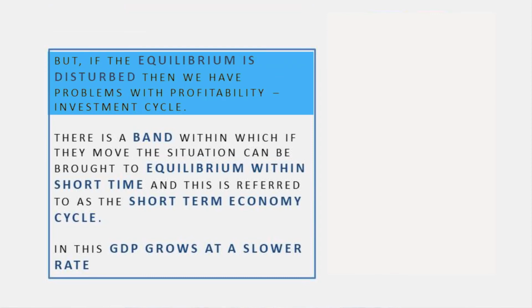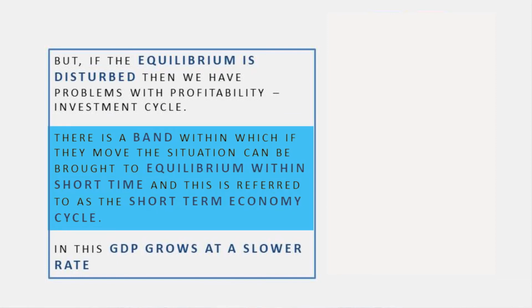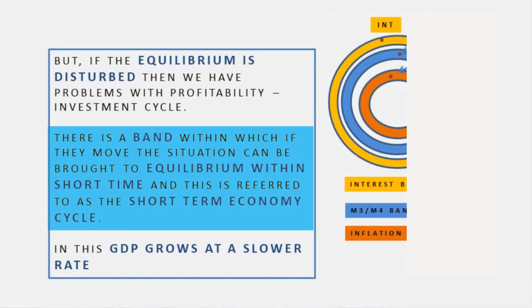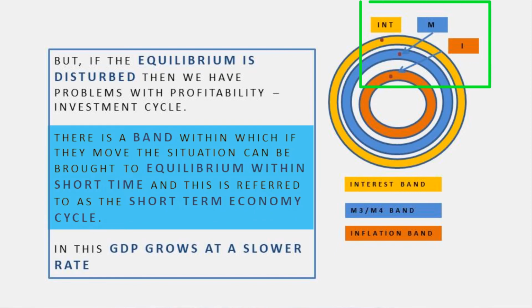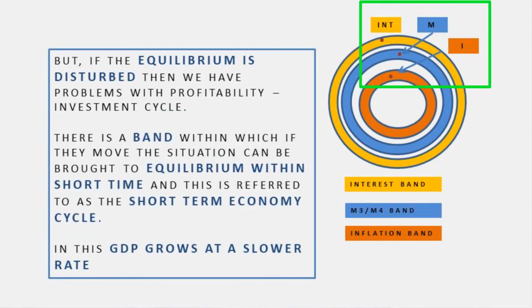But if the equilibrium is disturbed, then we have problem with profitability investment cycle. Normally there is a band within which if these parameters move, we can still get back to normal within a short period of time. This is referred to as the short-term economic cycle. In this, the economy grows but at a slower pace.